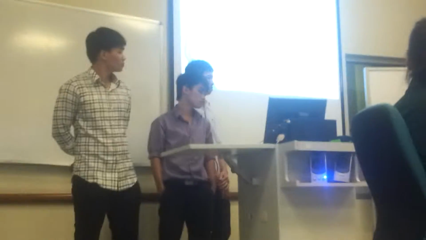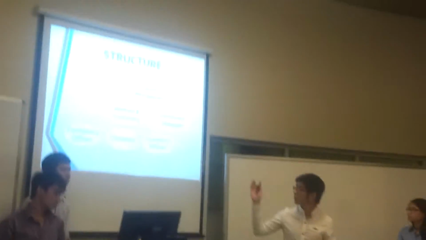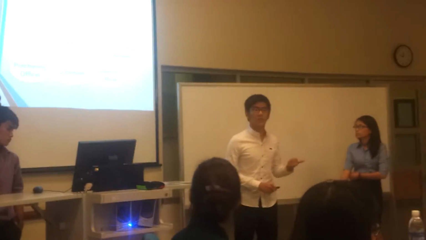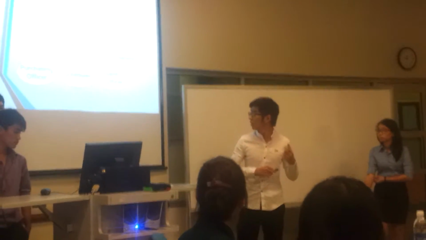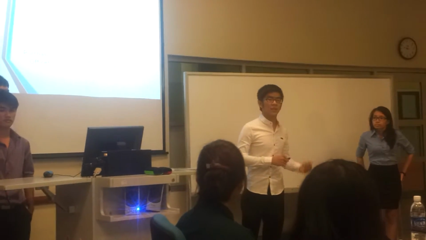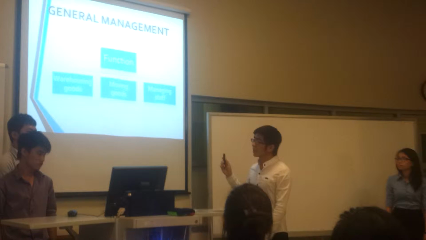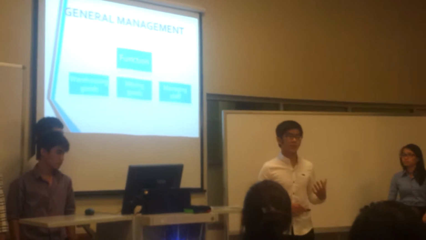And now let's get the structure of our department. At the top, we have the general manager, and we have two functions. We have the material and purchasing function, which includes three positions: purchasing manager, scheduler, and inventory officer. And on the other hand, we have the distribution manager. Now let's go to the detail of each of the positions.